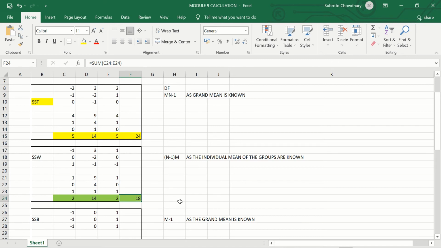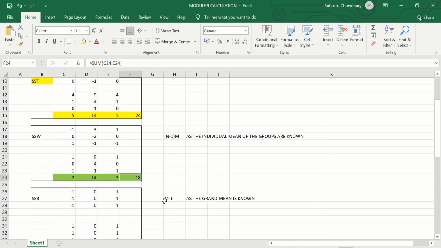And in this case the degrees of freedom will be n minus 1 into m, because there are n observations in each group and we have taken the deviation of the individual observations from its own group mean. So n minus 1, and how many groups are there? m groups. So the degrees of freedom will be n minus 1 into m.